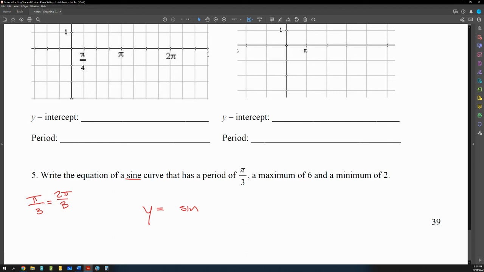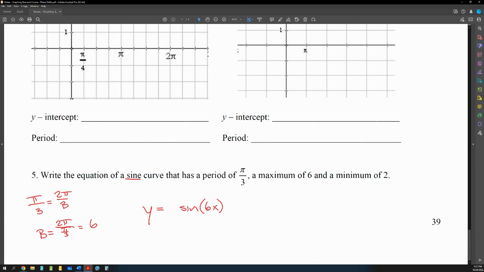If I take my period and divide both sides by pi thirds and multiply both sides by b, I'm going to get b is equal to 2 pi divided by pi thirds. Well, this is going to be equal to just 6. So that tells me that my b value is going to be 6. So we have sine of 6x here. So we've dealt with our period now.